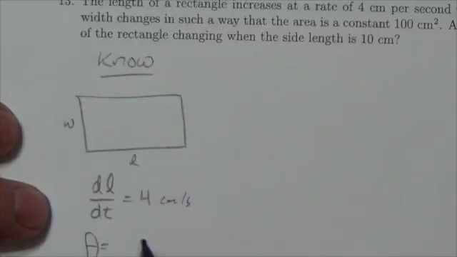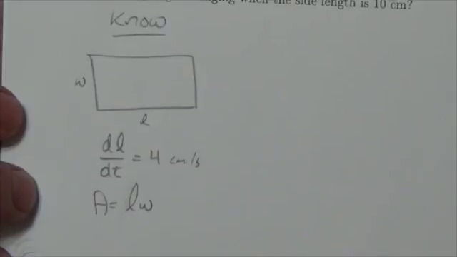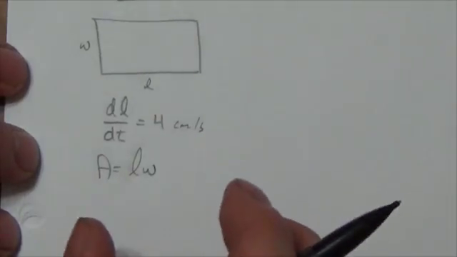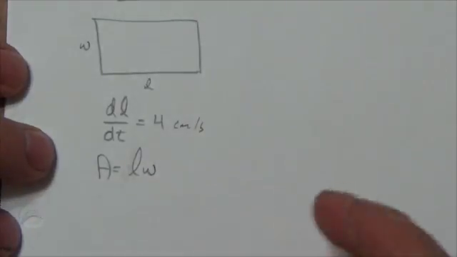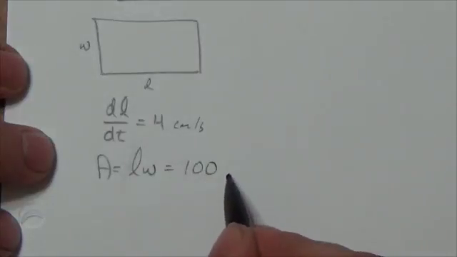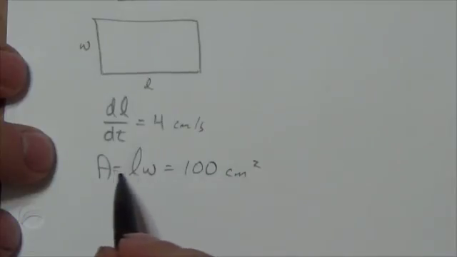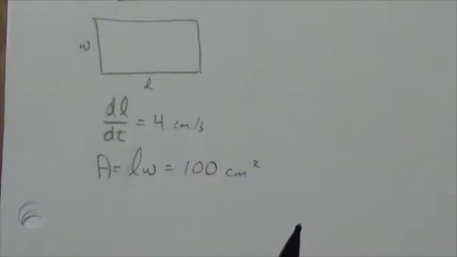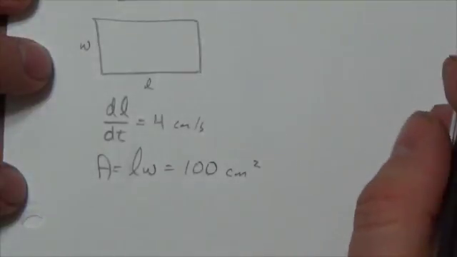Now, at the same time here, the width changes in such a way that the area is a constant. Okay, well, we know that area is going to be length times the width. Now, the area is going to be a constant, a constant 100 centimeters squared. This is going to allow us to figure out the relationship between L and W. Now, just to be clear, I'm not entirely sure what we're going to do with that yet. Let's keep looking at what else we're given here.